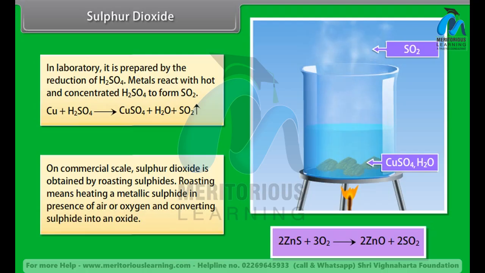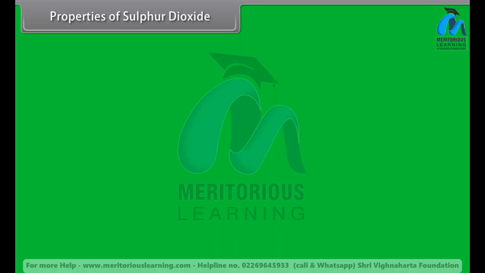On commercial scale, sulfur dioxide is obtained by roasting sulfides. Roasting means heating a metallic sulfide in presence of air or oxygen and converting sulfide into an oxide. Properties of sulfur dioxide.